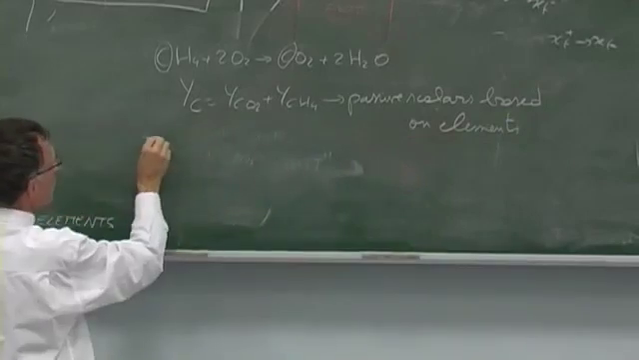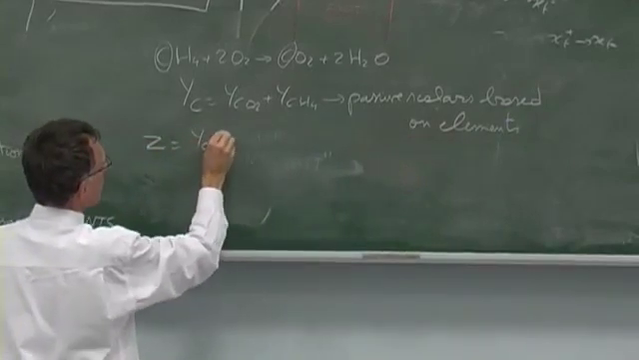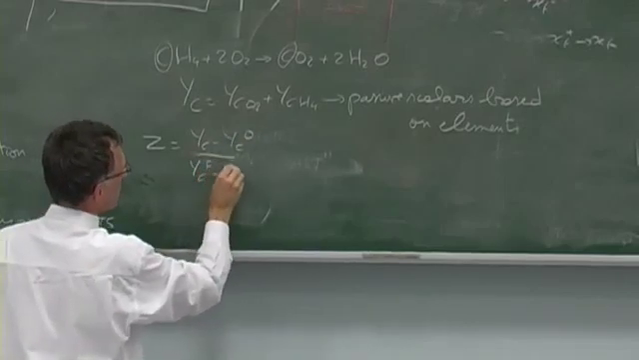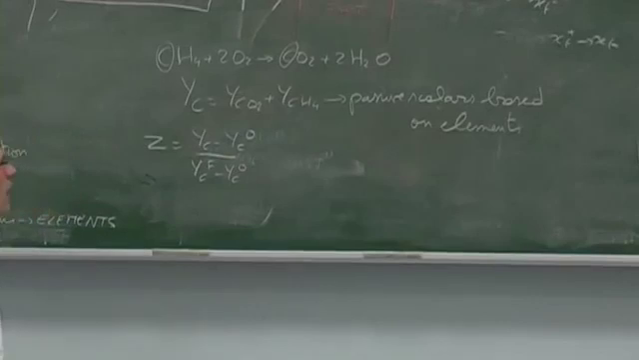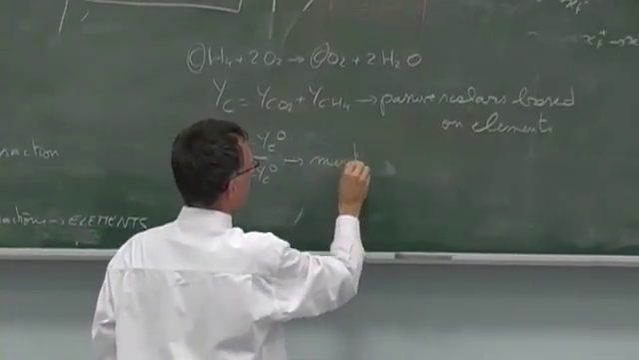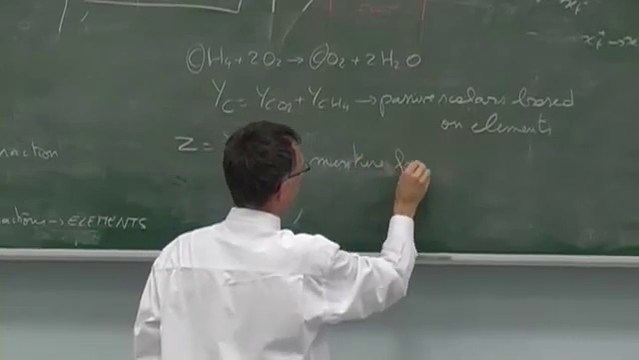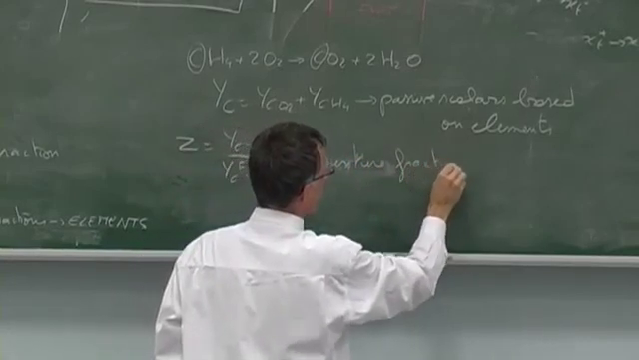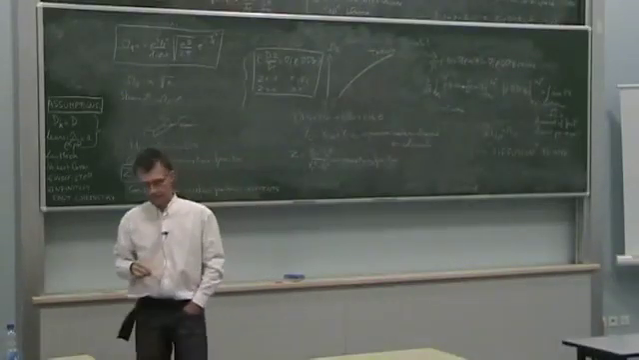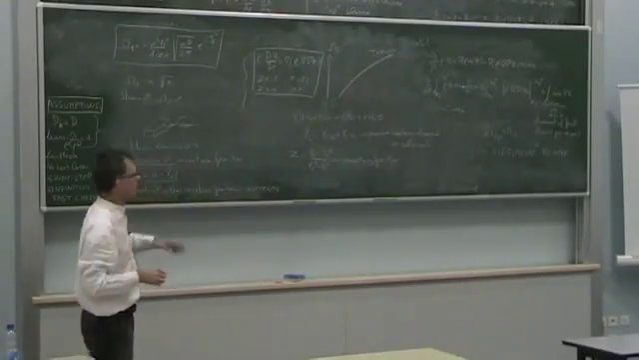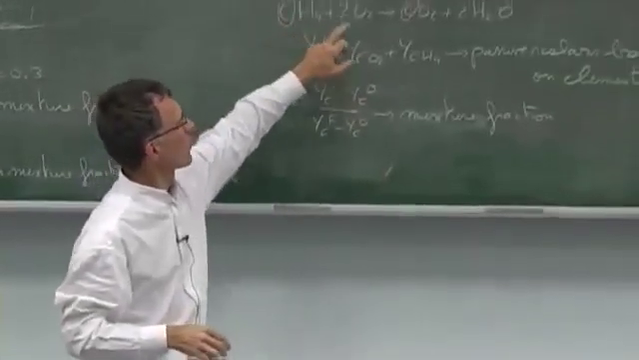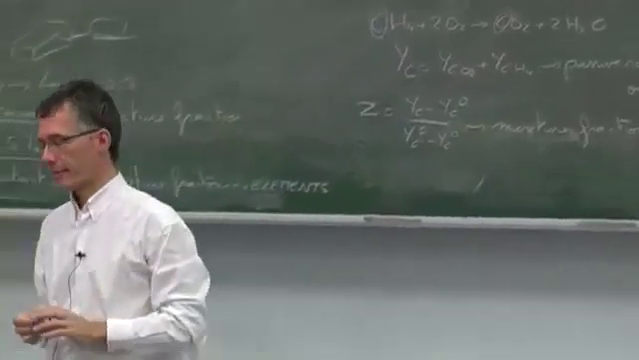And now if you define a Z, which is based on YC minus YC in the oxidizer divided by YC in the fuel minus YC in the oxidizer, you have another mixture fraction, which is sometimes better than the one I have used. Except if you think a little bit about it, you will see that this is true only if CH4 and CO2 diffuse also in the same way.